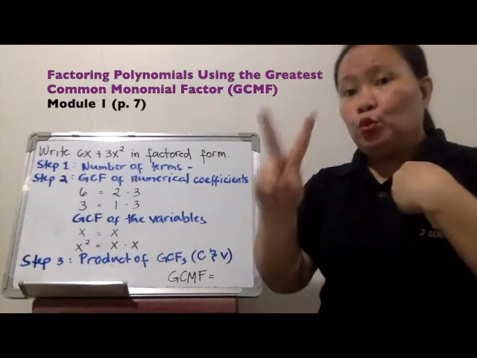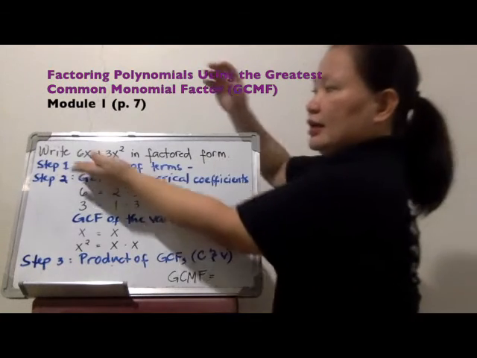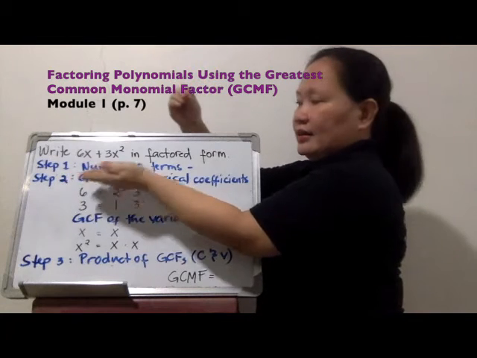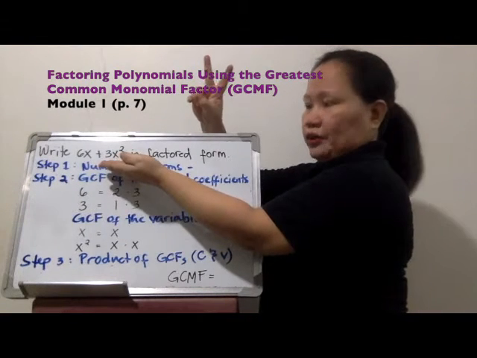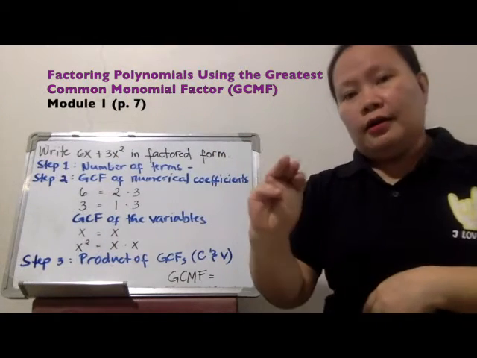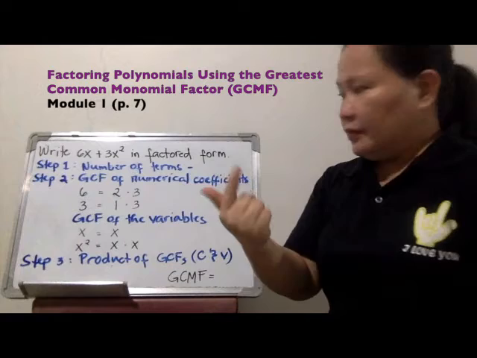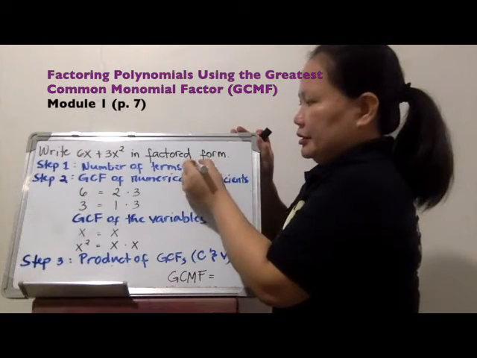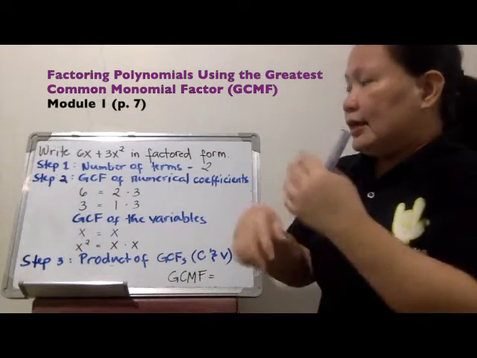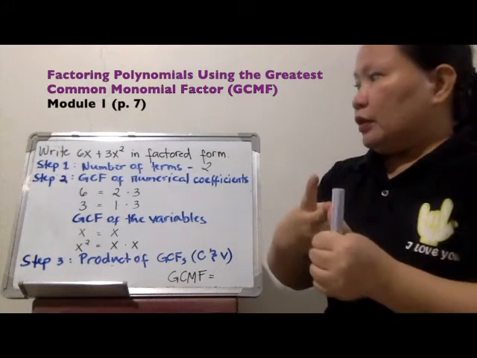How many terms are there in 6x plus 3x squared? We have 2 terms, the 6x and the 3x squared. We have 2 terms, 2 groups of monomial. So the answer here is 2. We have 2 terms.